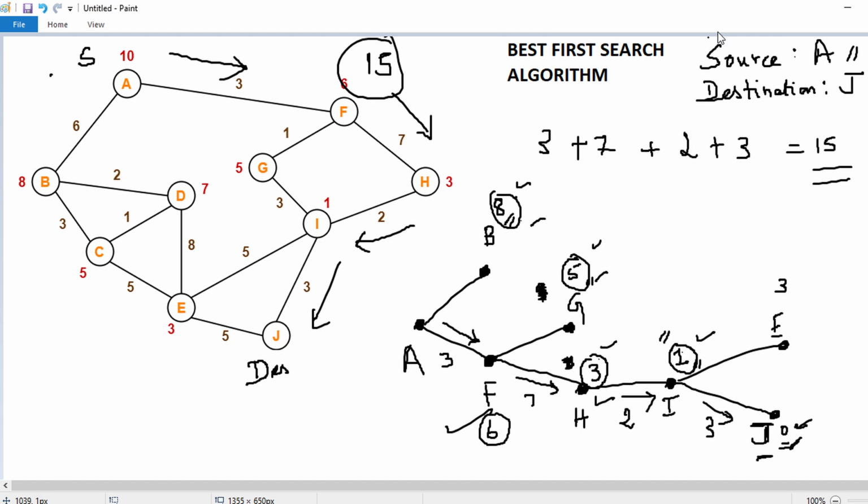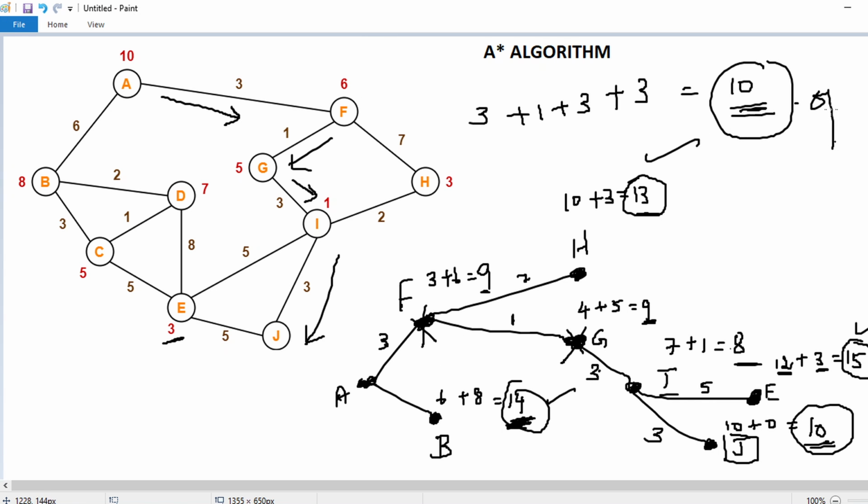But what happened to our best first search? It gave a cost of 15. Okay, here we got the optimal. This is the optimal. We cannot find a route which is less than this at all, so it's the optimal route. So the A star algorithm gives the optimal route as in here.